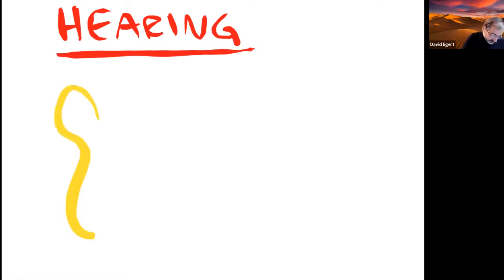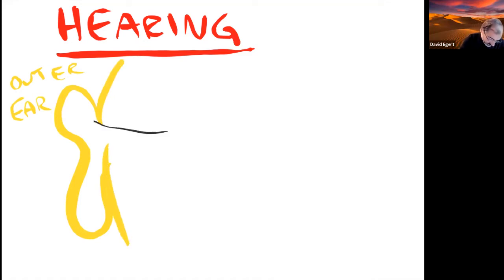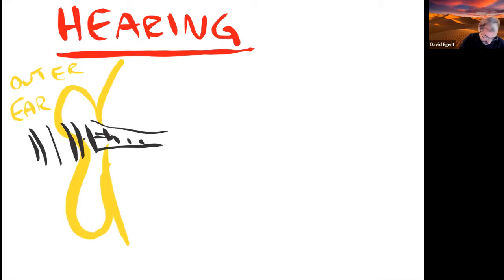So when we think of hearing, there's the outer ear. It's like your pinna, that's what you think of on the side of your head, leading into the ear canal. So that's where the vibration is coming into the little ear canal. This is supposed to be your skull here. Here's your brain.